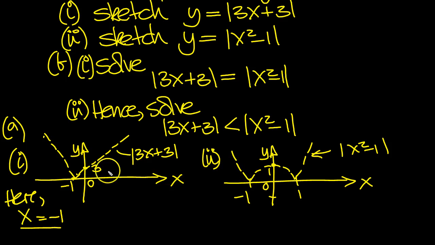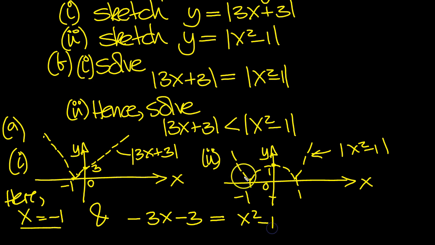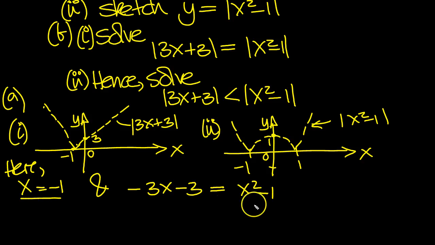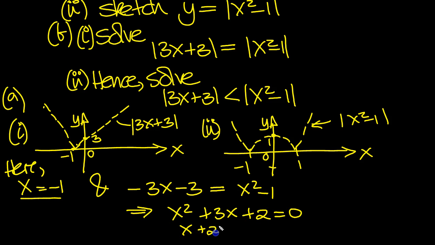But the other one will happen on this negative side of the line, which will be minus 3x minus 3, run a minus through it. When that equals this part of the curve, which is x squared minus 1, when does that happen? We need to find this on the left hand side of minus 1. So this implies x squared, move the 3x over, move the 3 over, minus 1 plus 3 is plus 2.